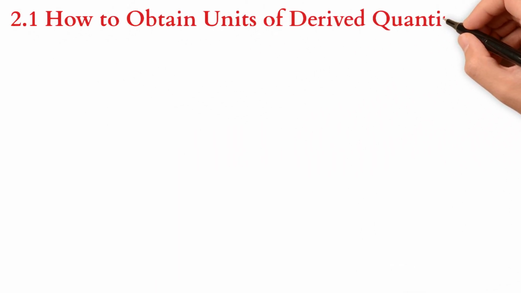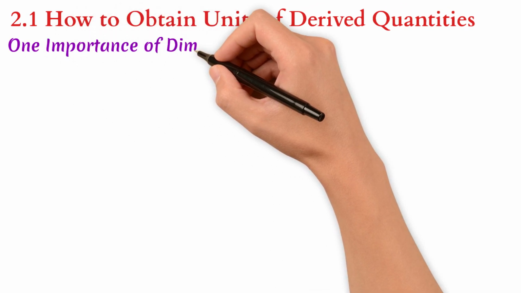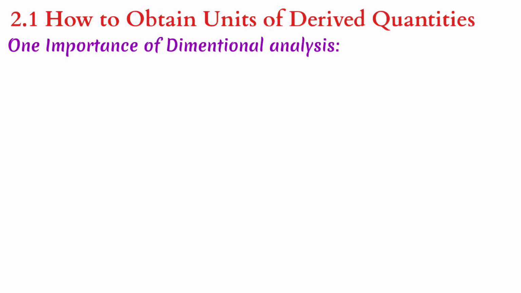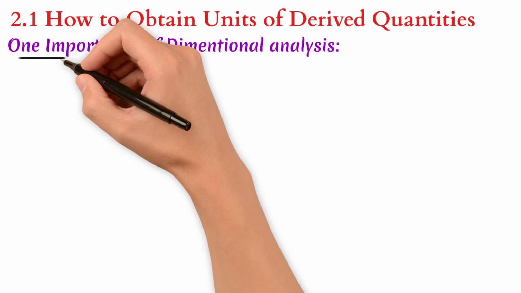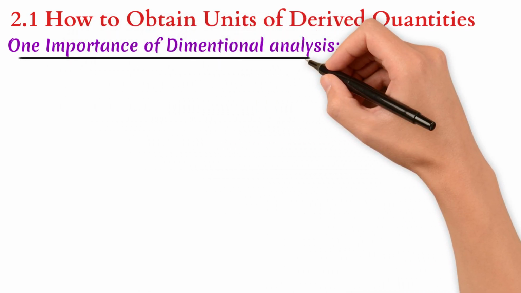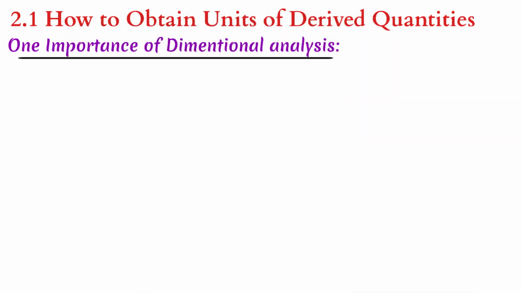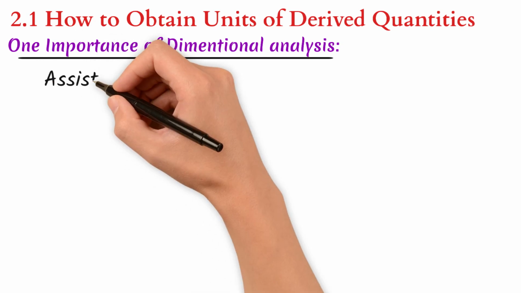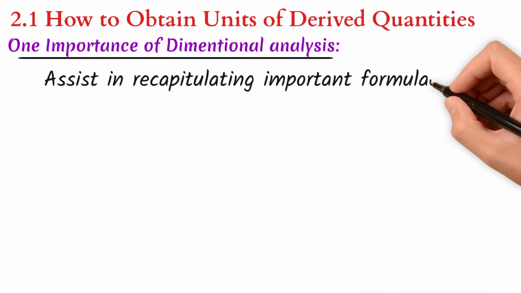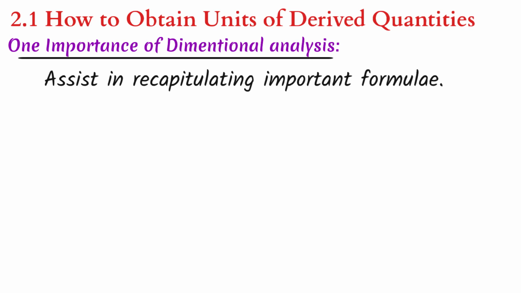How to obtain the units of derived quantities. Now, we are going to talk about dimensional analysis very soon. And dimensional analysis is a technique that is used in physical quantities, and it has so many uses. And one of the importance of dimensional analysis is that it helps in recapitulating important formulae. And this is very important.